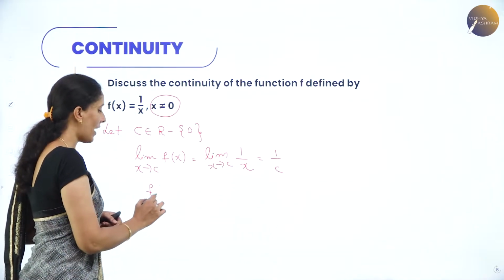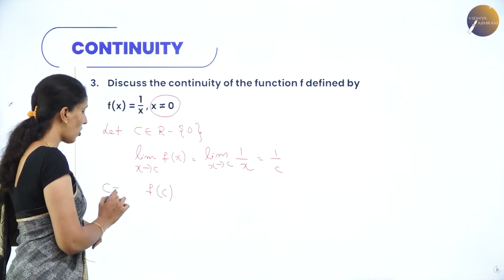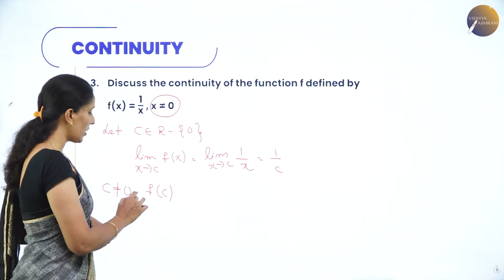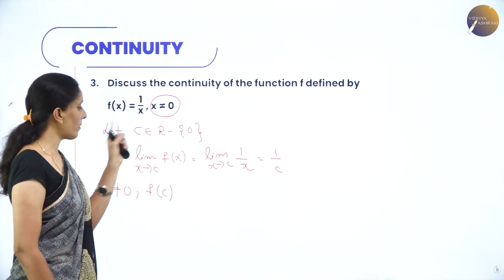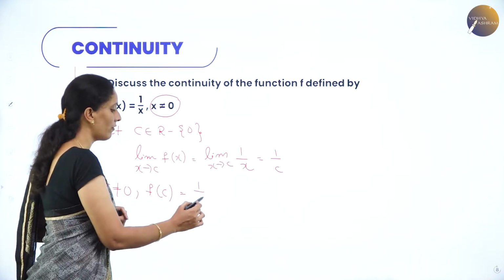Also, the functional value: since c is not equal to 0, the function is defined in the form of 1 by x. So if f of x is 1 by x, then f of c will be in the form of 1 by c.